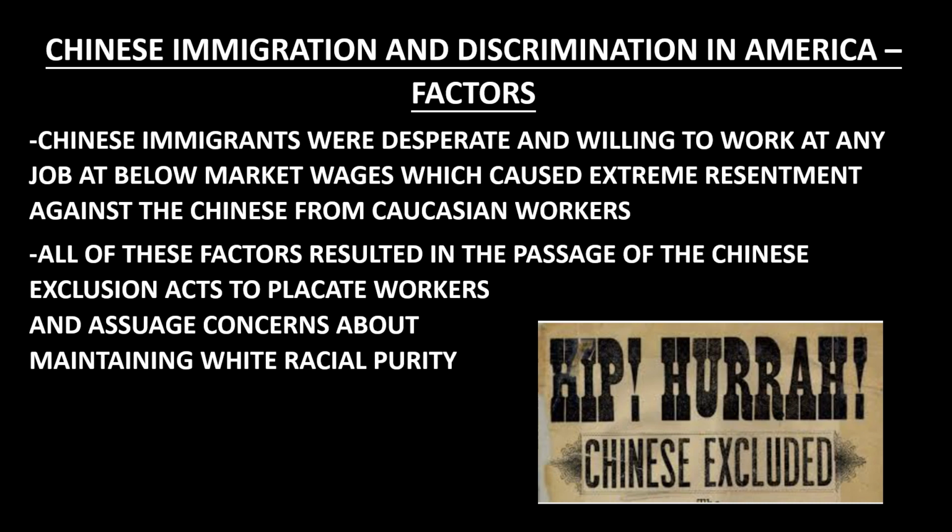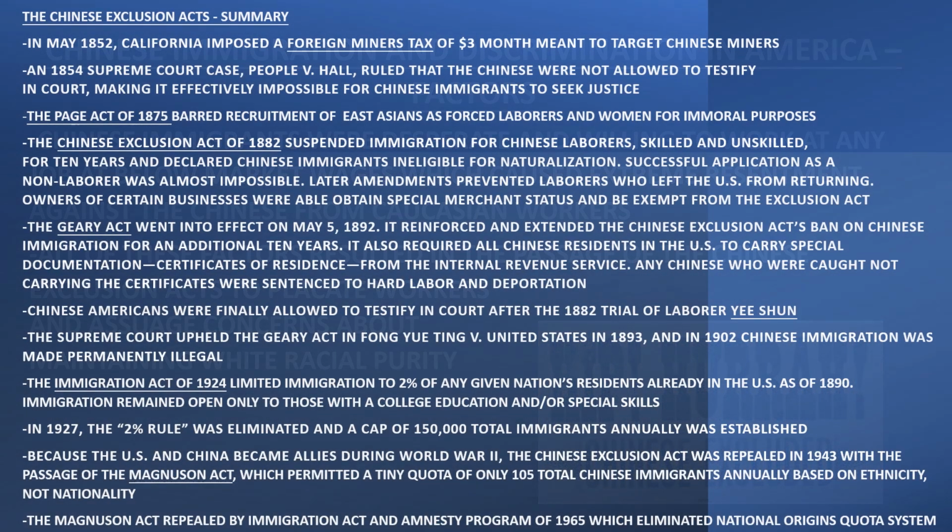Chinese immigrants were desperate, and willing to work at any job, at below market wages, which caused extreme resentment against the Chinese from Caucasian workers. All of these factors resulted in the passage of the Chinese Exclusion Acts, to placate workers, and assuage concerns about maintaining white racial purity. This is a summary of the various Chinese Exclusion Acts, and other acts of discrimination directed against the Chinese in America.